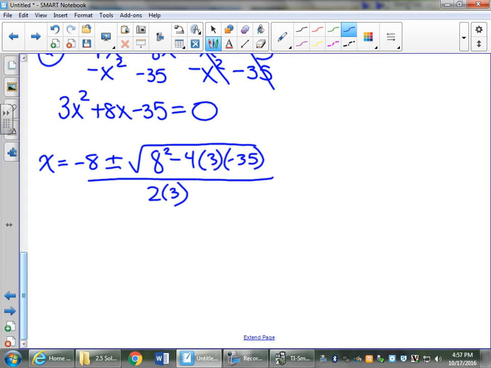Okay, subbed everything in. Simplify it down. I would pause it, see if you can try to go from here and check your answer with mine. Okay, I'm going to get -8 plus or minus the square root of, when I square my 8, I get 64. Here I'm going to count my negatives, and I see 2 negatives. So a negative times a negative means my sign will change to a plus. 4 times 3 is 12. And then I have to do 12 times 35, so it's going to be a larger number. 12 times 35 is 420, all over 6.